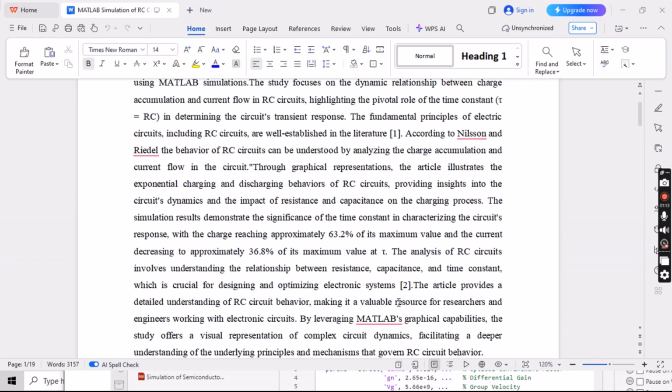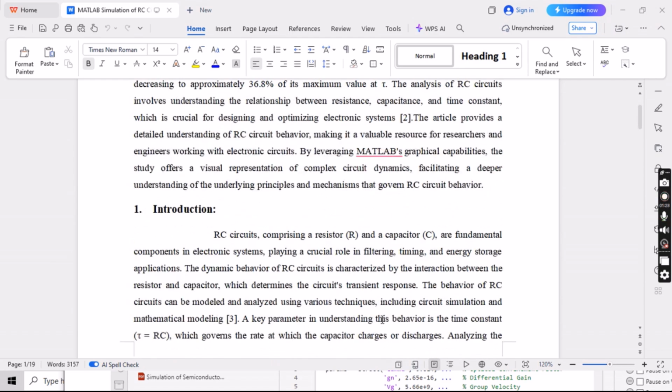So we need to analyze the complete RC circuit behavior in this project, according to engineers working with electronic circuits. I have just written the complete abstract of the circuit right now. And this one is the introduction.